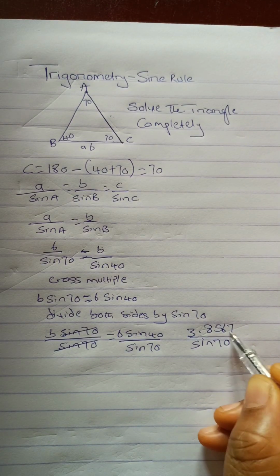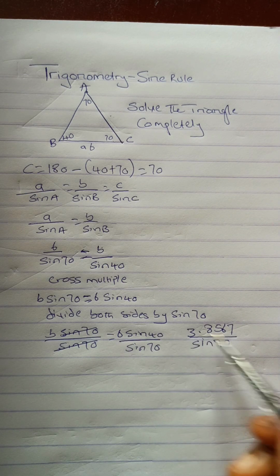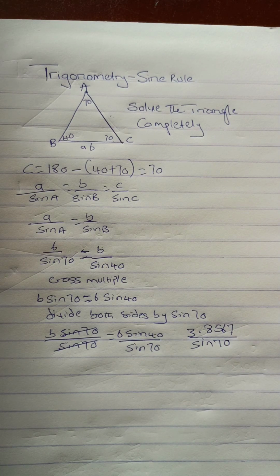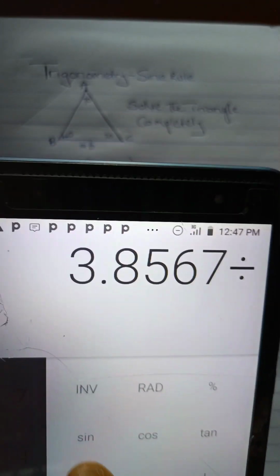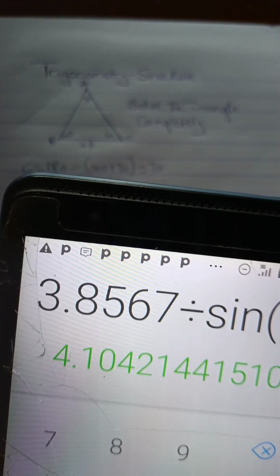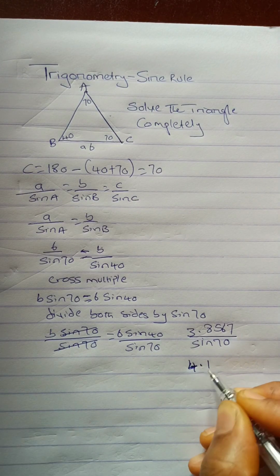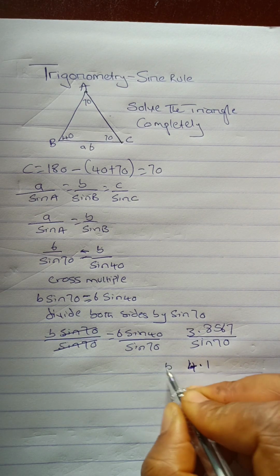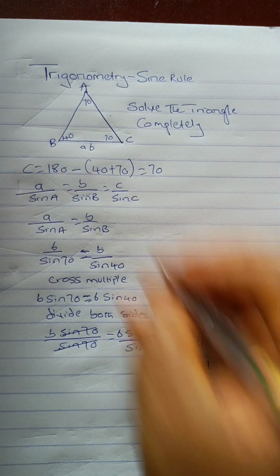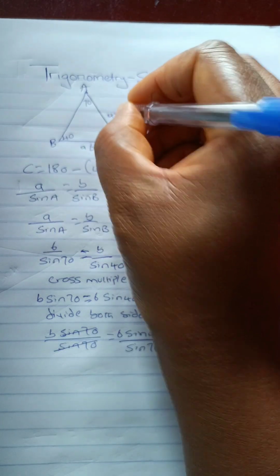Divide by sine 70. So we just did 6 times sine 40 and we got this. So divide by this. What do we get? 3.8567 divided by sine 70, and we'll have 4.10. So 4.1 preferably. So this is our b. We found our b as 4.1. This is where it will be, opposite the big B.